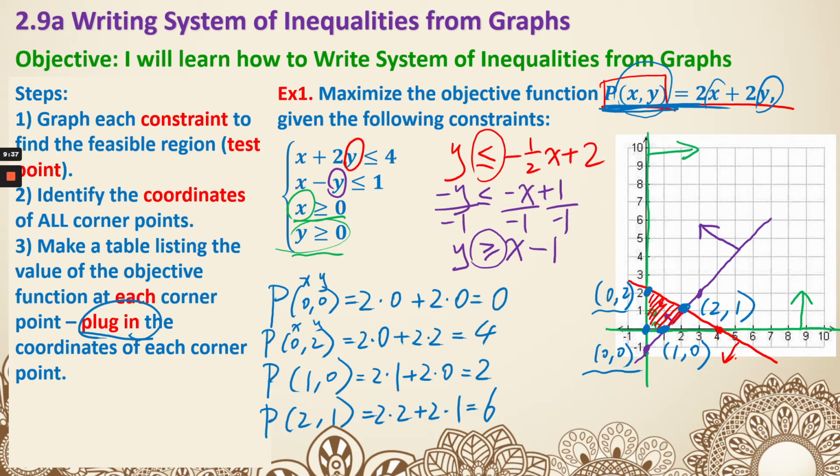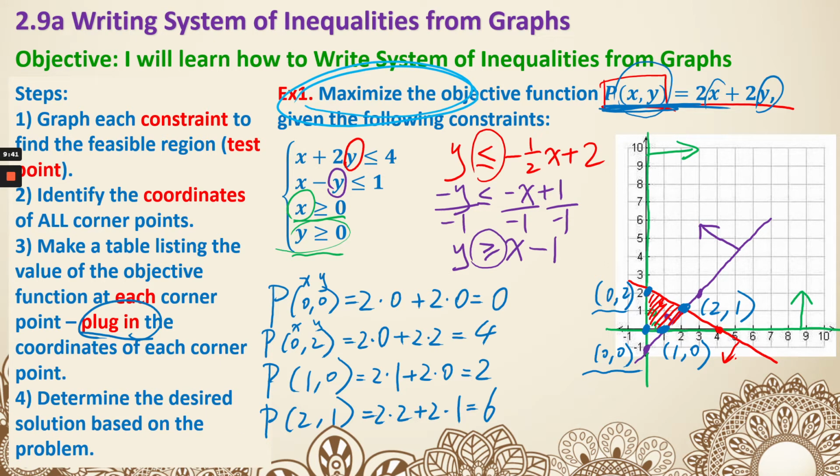Next, the question said maximize. So step 4 is we're going to determine the desired solution based on the problem. The problem said maximize, so out of these 4 points, we're going to choose the biggest, which is 6. So our max is going to equal 6. But where did the 6 come from? We're going to use this point, at 2, 1. And that is my final answer. Max equals 6 at 2, 1. That's example 1.